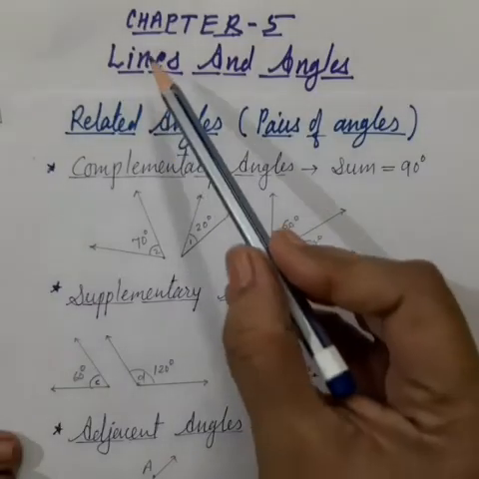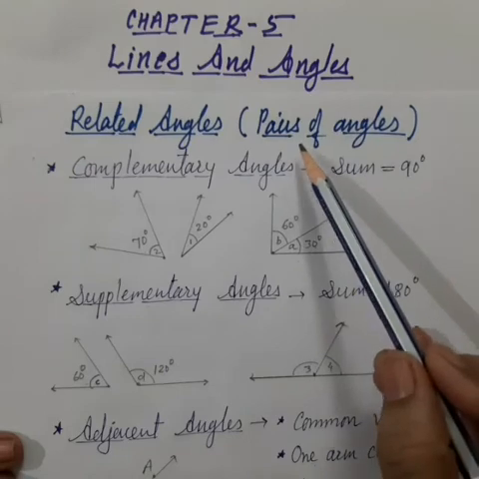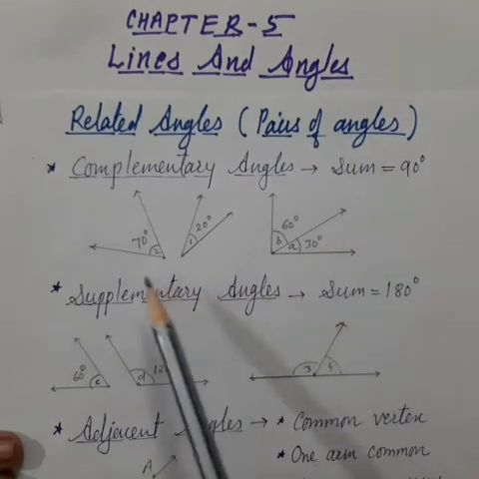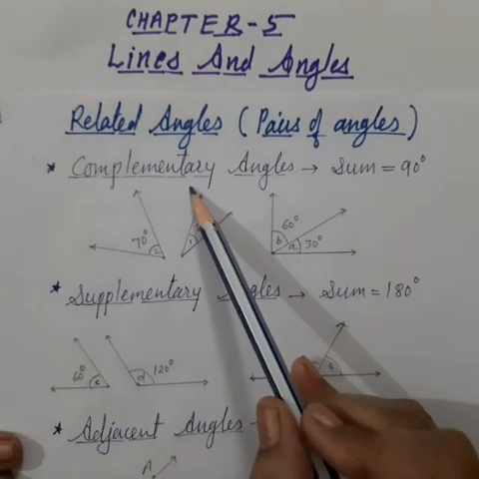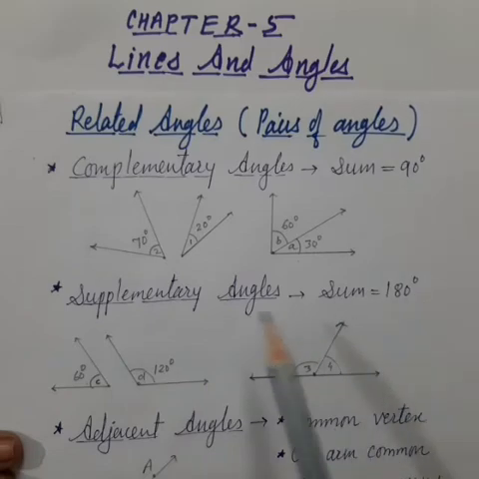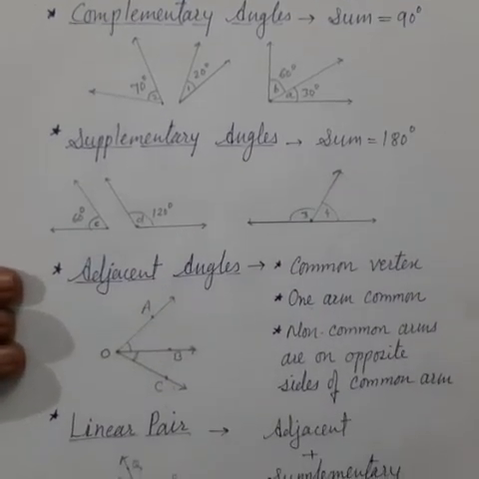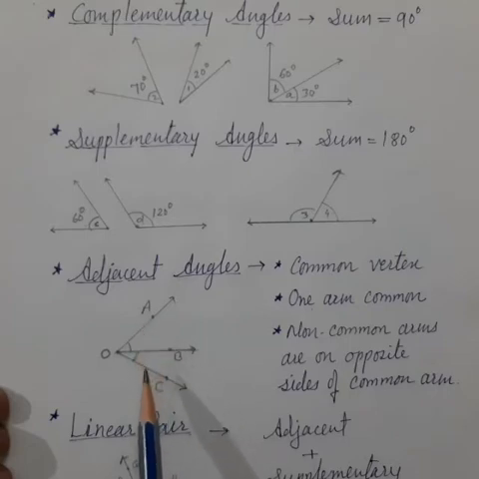In the previous class we started chapter 5, lines and angles, and we learnt about pairs of angles. If the sum of two angles is 90 degrees, the angles are complementary angles. If the sum of two angles is 180 degrees, the angles are supplementary angles. Adjacent angles have a common vertex, one common arm, and non-common arms on opposite sides of the common arm. Their interior is not common.